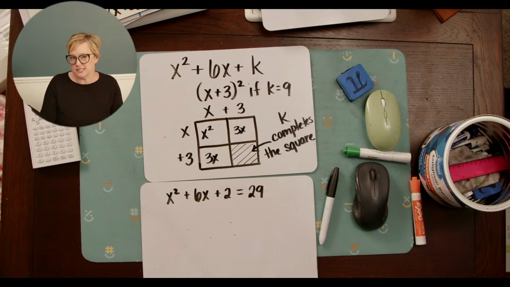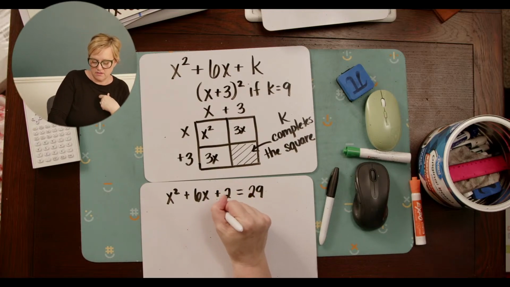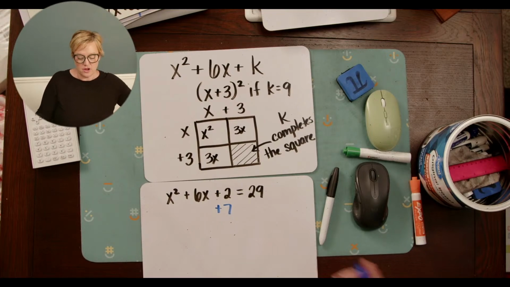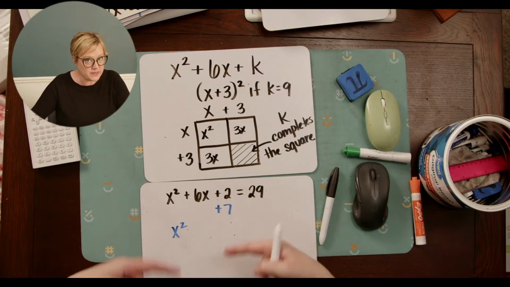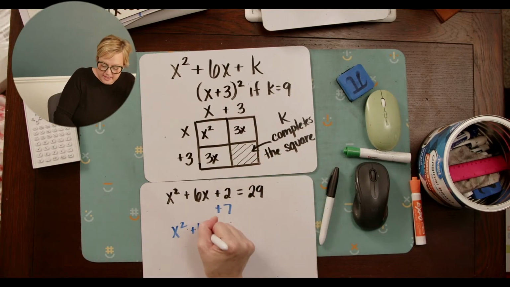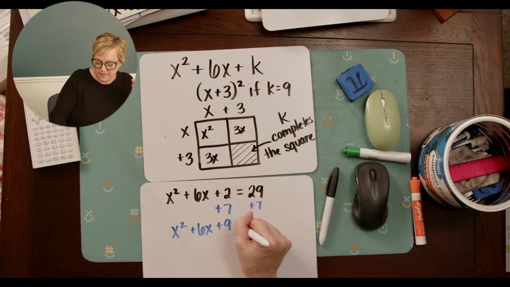So why not just make it a perfect square trinomial? You can add 7 to that, right? Just add 7 to it. Now, you can't just add 7 to one side and not do it to the other, right? If I add 7 there, it completes the square. It fills in that square. That makes it x squared plus 6x plus 9, but I can't just do that on one side. I've got to do it over here.